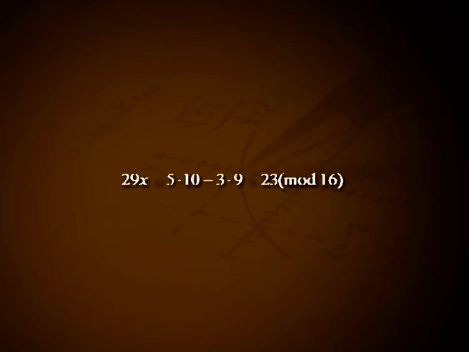Multiplying the first congruence by 5, the second one by 3 and subtracting, we arrive at 29x ≡ 5·10 - 3·9 ≡ 23 mod 16. The above is the same as 13x ≡ 7 mod 16. Multiplication of this congruence by 5, noting that 5·13 ≡ 1 mod 16, produces x ≡ 35 ≡ 3 mod 16.